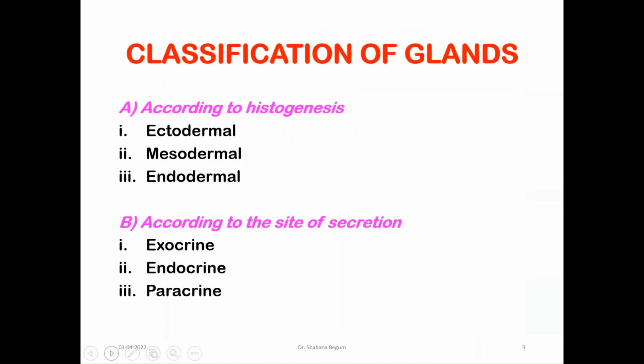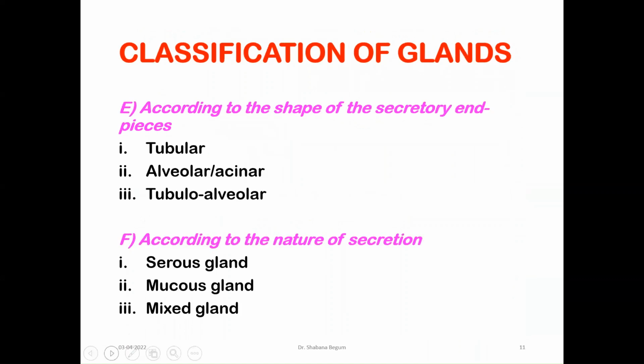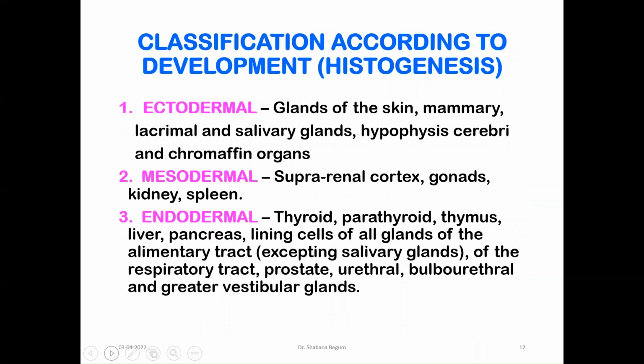Now, classification of glands. How do we classify glands? It can be classified in different ways, like according to histogenesis or development, according to site of secretion, according to the number of cells, the number of ducts, the shape of the secretory end pieces, and according to the nature of secretion. So we will discuss them one by one.